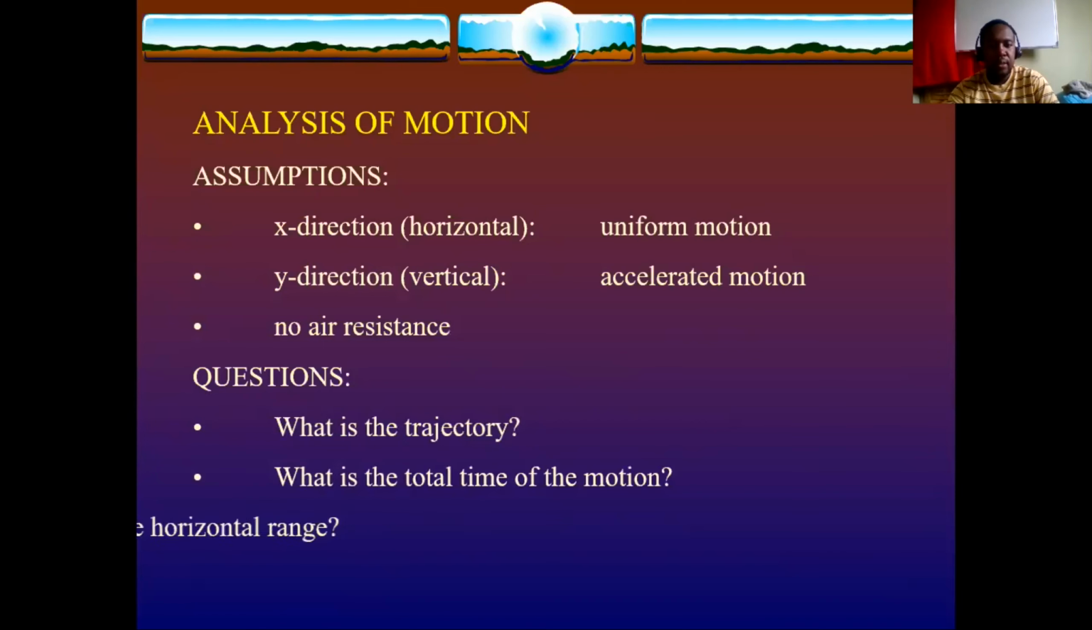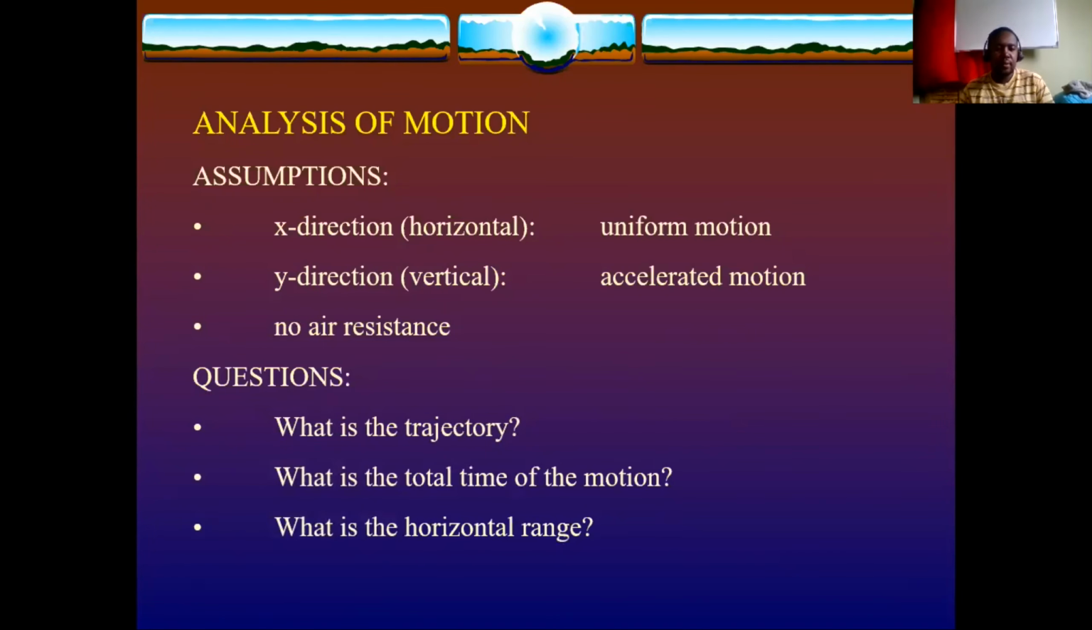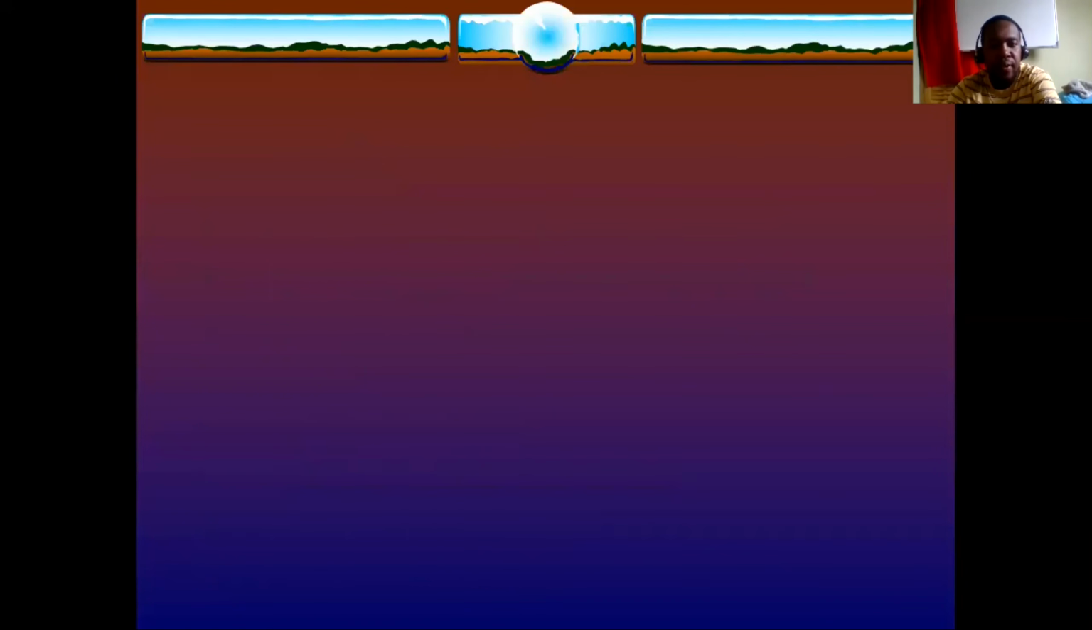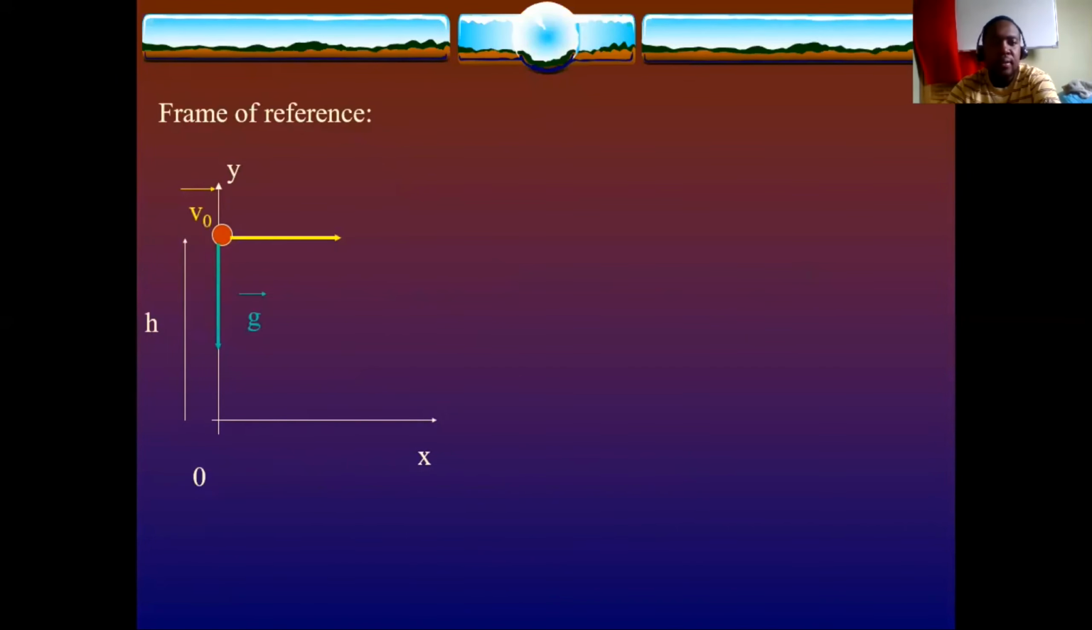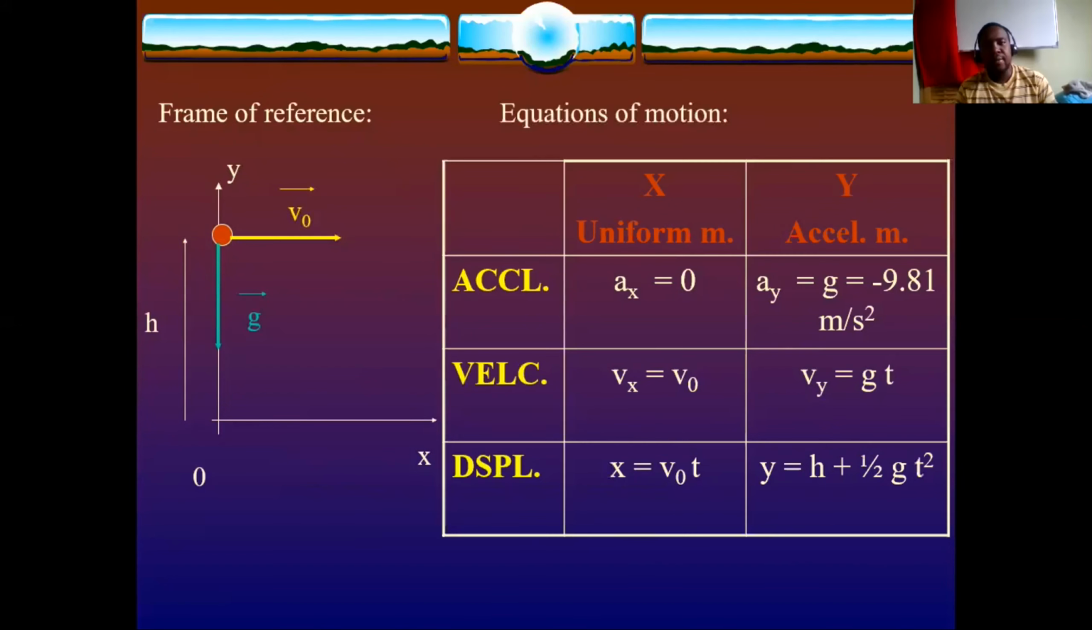All right, so these are things that we just did. Now the questions: what is the trajectory? What is the total time of motion? What is the horizontal range? And what's the final velocity? So let's look at that.